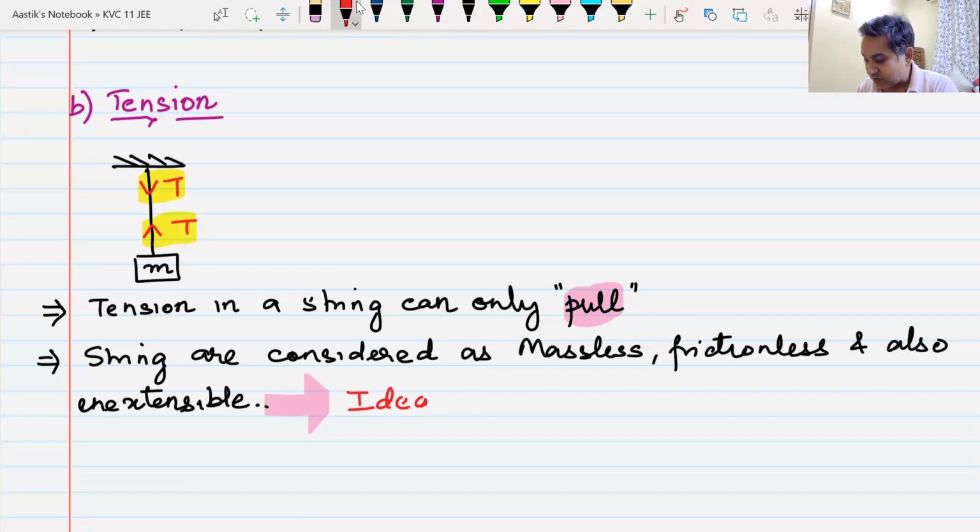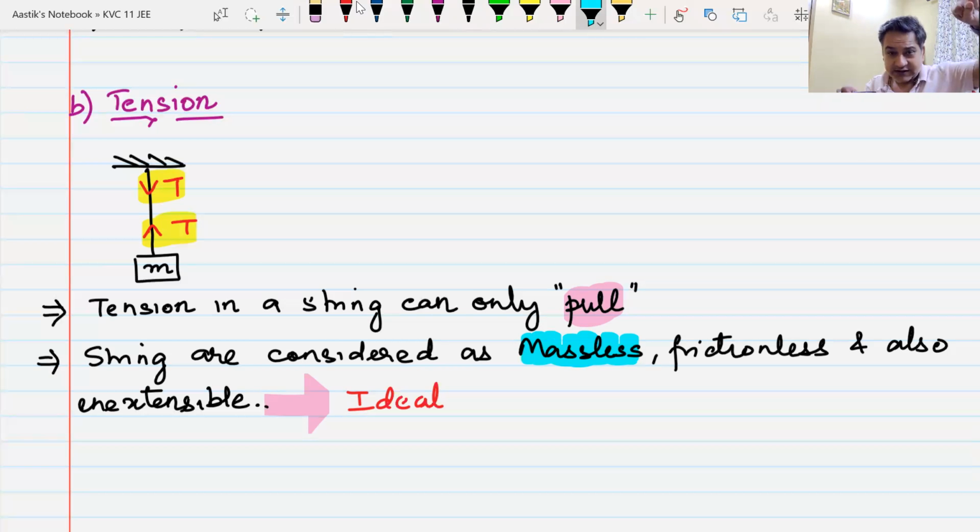It will not be mentioned in the question that the strings are ideal, but we will consider that strings will be ideal. There could be some case where the strings will have mass, and we will do those questions separately. There will be no case where friction will come on the string. Friction will come on the string only in the chapter of rotation when things start to rotate. So not right now, they will not come.